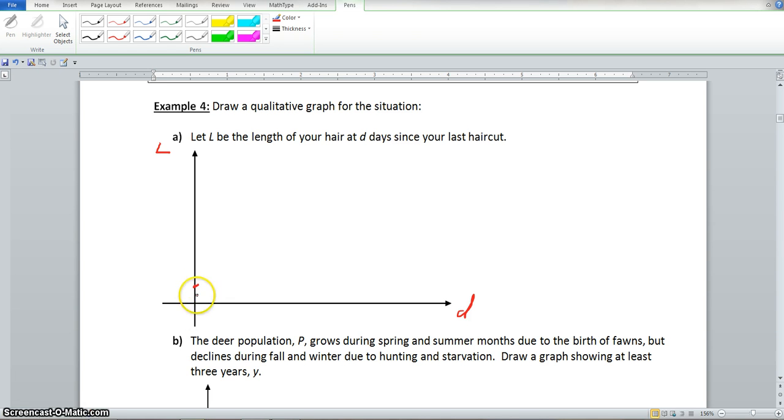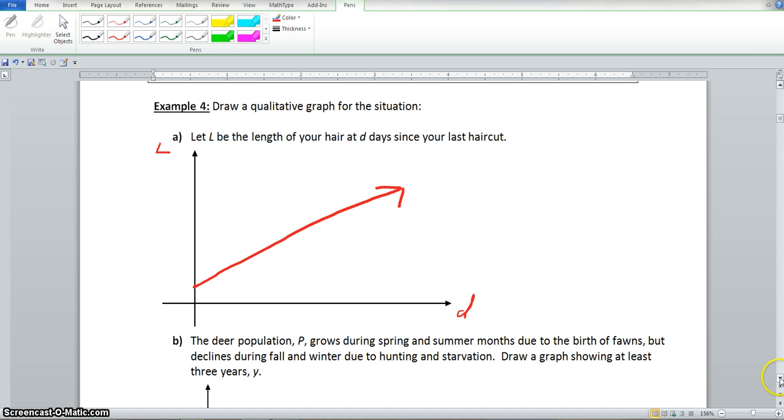Okay, so now, after you got your hair cut, you know your hair length is going to increase as the days go by. So you should draw a graph increasing. And put an arrowhead because it will increase indefinitely. Now it should be a straight line.